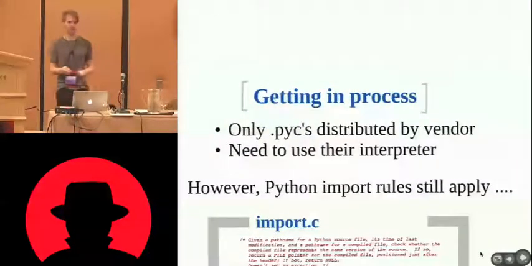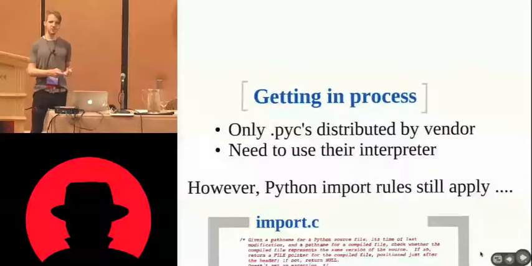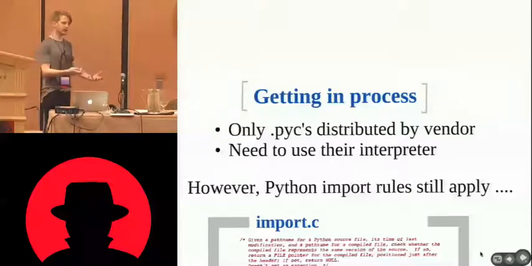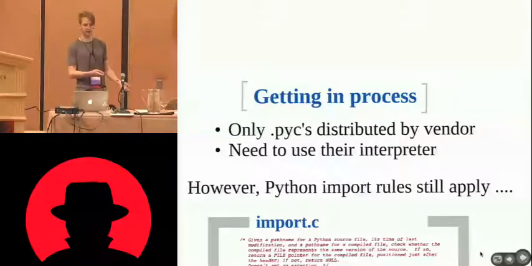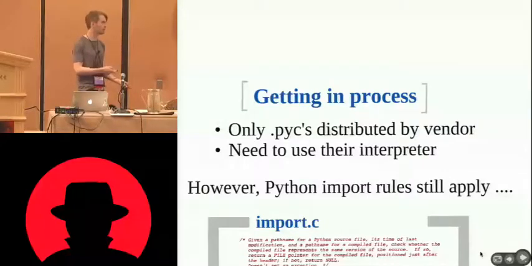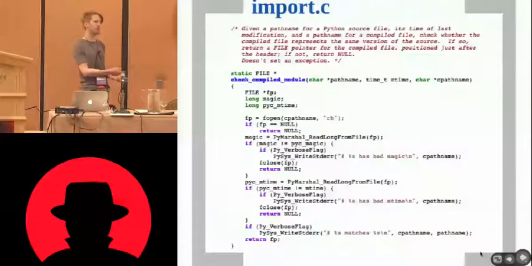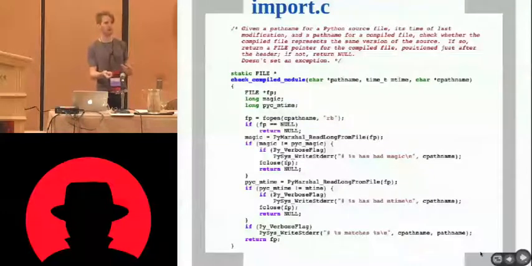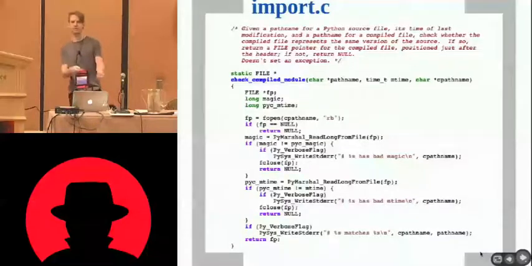So, getting in process. If there is an application which is distributed purely as PYCs, we want to get inside that Python main thread so we can execute our own Python. How do we get in? Obviously they've obfuscated their runtime, so we need to use their interpreter to execute their bytecode. We can't pad it with our own stuff on the front. So we need to use their interpreter, but the import rules for Python still apply. We've already talked about the timestamp within the Python runtime. If that timestamp doesn't match, then the .py file for that PYC will be looked at in preference.